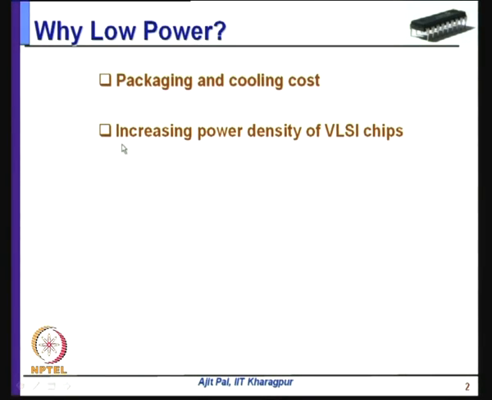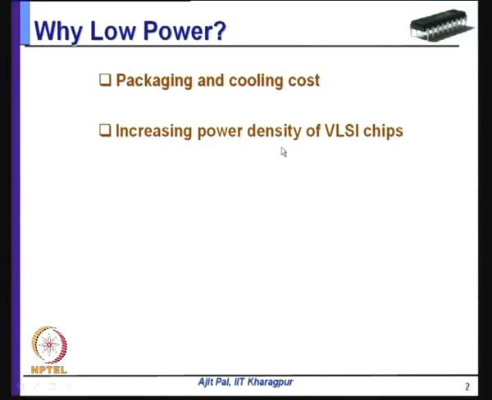Second is, as you know, as the device size is shrinking because of the advancement of VLSI technology, the power density of the VLSI chip is increasing. That means, the amount of power that is being dissipated per unit area is increasing. That leads to what is known as hotspot. So, to reduce the increasing power density, it is also necessary to go for low power design, so that the power density is not very high and no hotspot is developed.